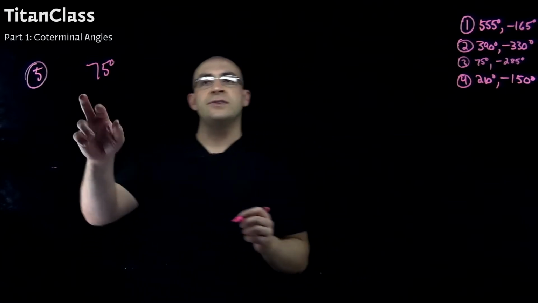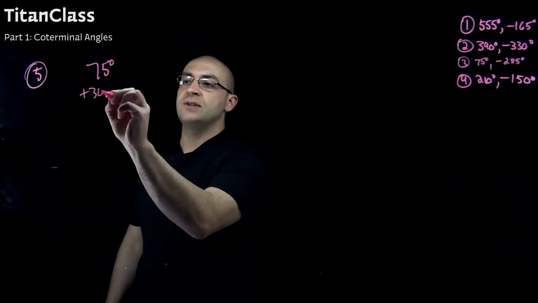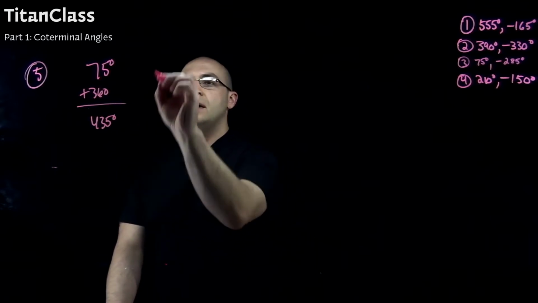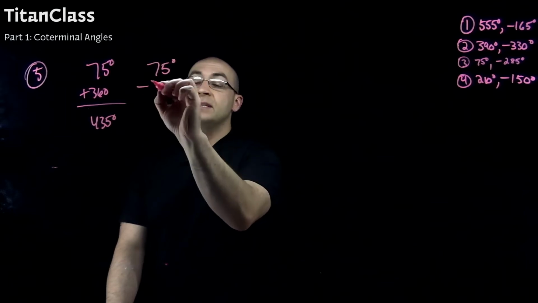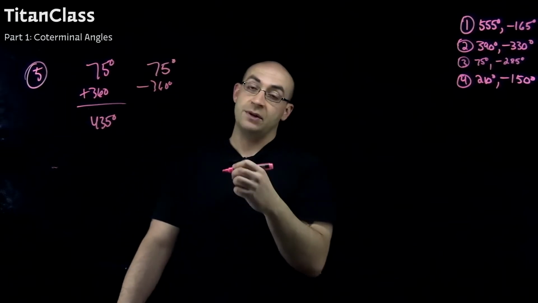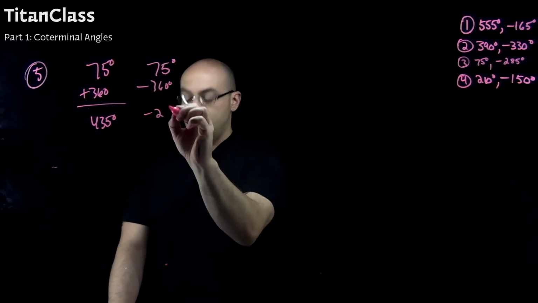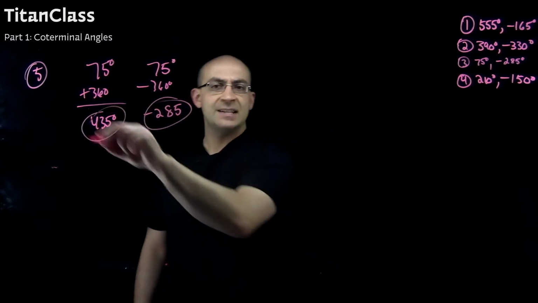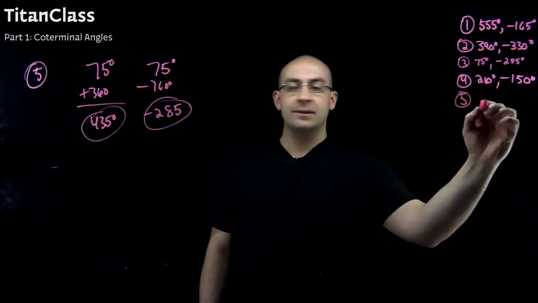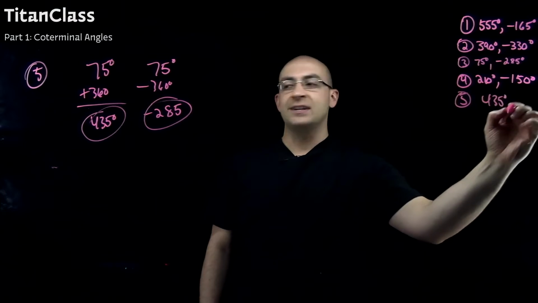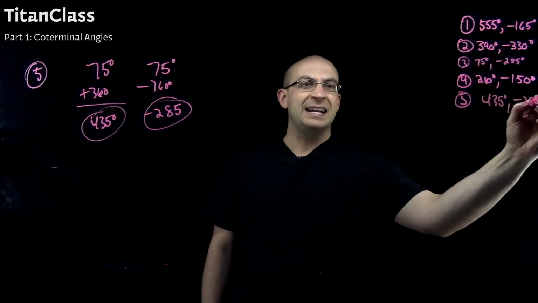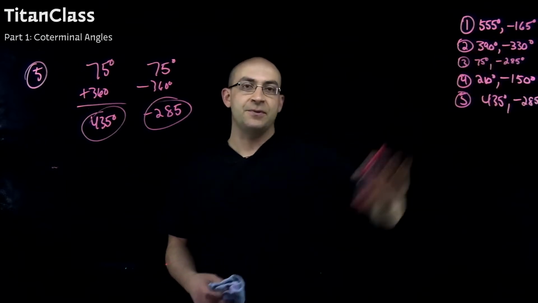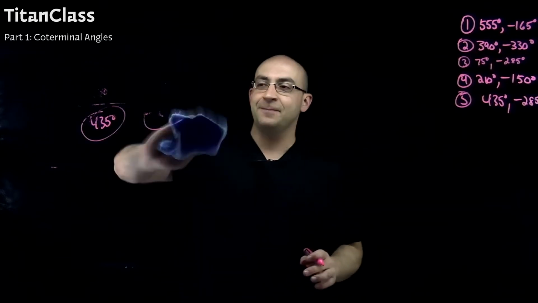So with my 75 degrees, I am going to have to add 360 to it to get a positive coterminal, and that's going to be 435 degrees. And then with my 75 degrees, I'm going to subtract 360, which is 1 revolution the other way, and that is going to give me negative 285. Wow, 2 negative 285s? That's weird. That's strange. So 435 degrees and negative 285 degrees.